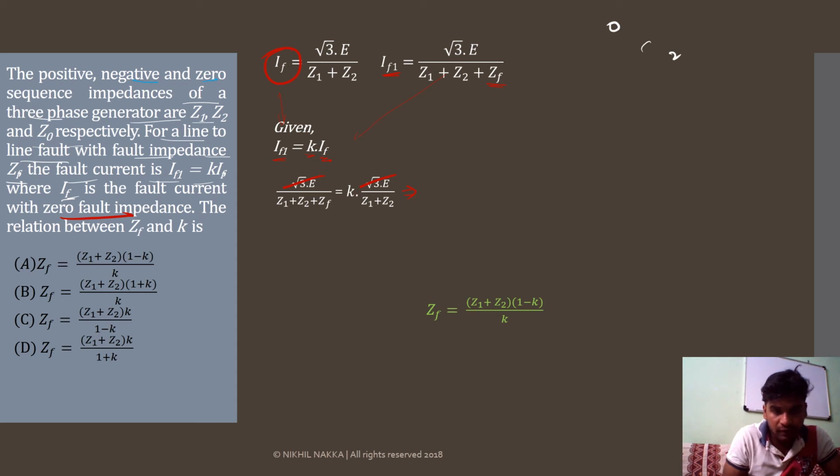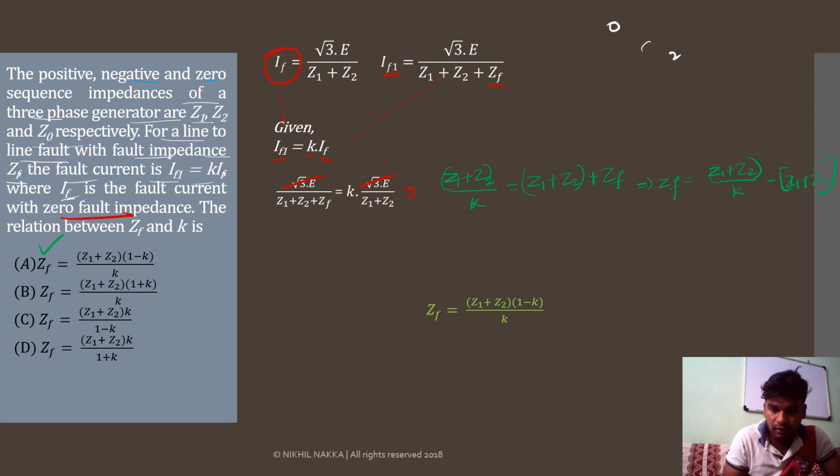How do we solve it? I just want to find the ZF value, so I will put ZF on one side and the remaining things on the other side. Now Z1 plus Z2 by K is equal to Z1 plus Z2 plus ZF. Like this I can rewrite this equation. From this I want to find only ZF. So ZF equals Z1 plus Z2 by K minus Z1 plus Z2.